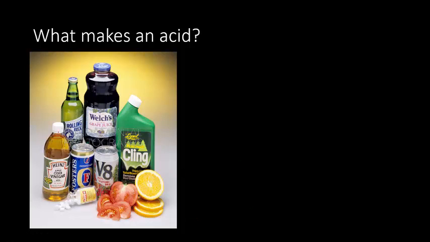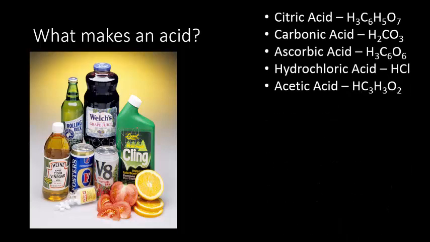So here's some of the common acids you're going to see. A lot of these we saw in the lab, but your citrus fruits, tomato juice, apple cider vinegar, grape juice, toilet bowl cleaner. But what actually makes an acid? I gave you a quick list of different chemical compounds. I want you to take a quick look.